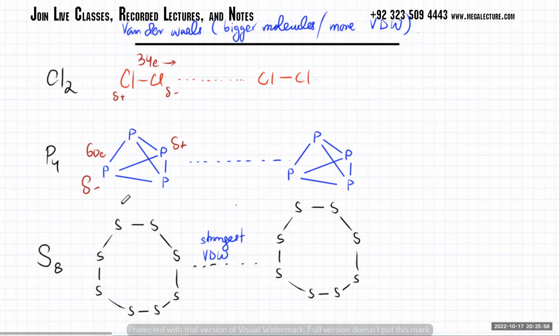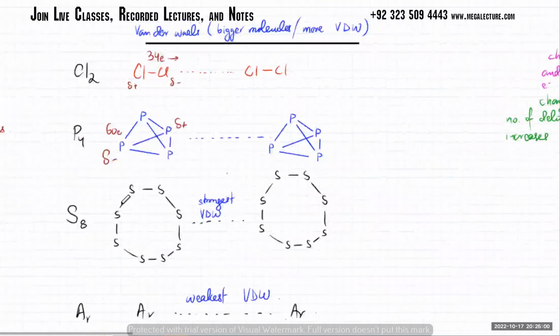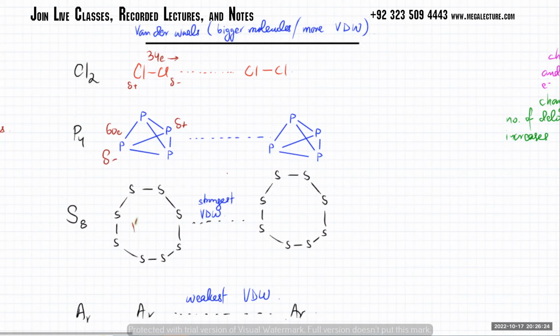And the same thing is happening in the other one. So the attraction is going to be a lot stronger. In sulfur, you've got 16 times 8, that's 128 electrons in total in this big molecule. So imagine if 128 electrons drift to one side very slightly. So that negative charge will be very, very big.